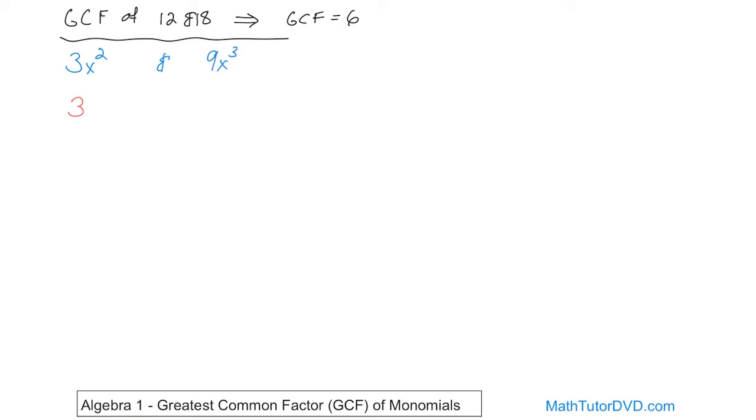Now, what would be the biggest factor common to x squared and x cubed? And that you may have difficulty coming up with until you see a bunch of these problems. I'm going to write the answer down and we'll talk about it. The answer is x squared. So the greatest factor between 3 and 9 is 3. The greatest common factor between these two guys, x squared and x cubed, is x squared.